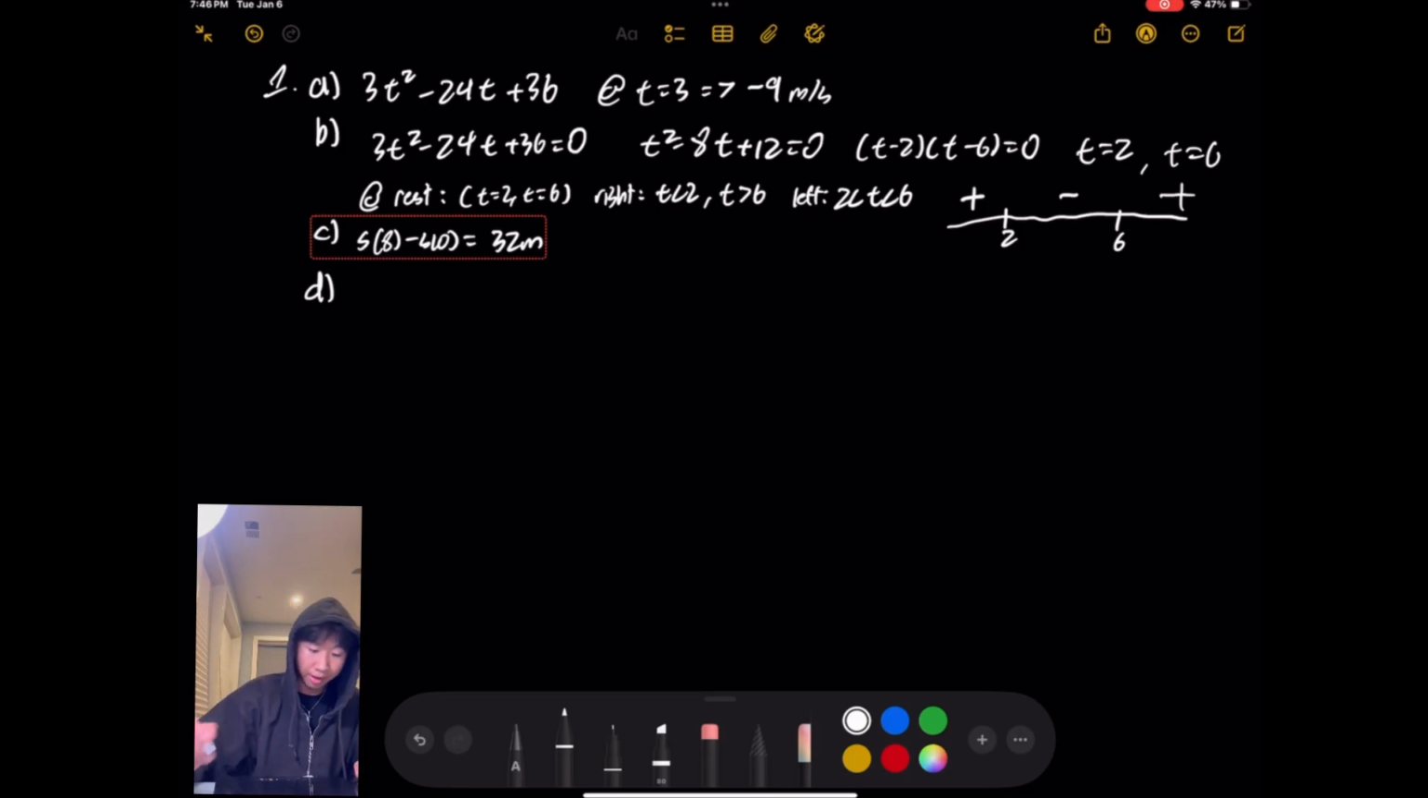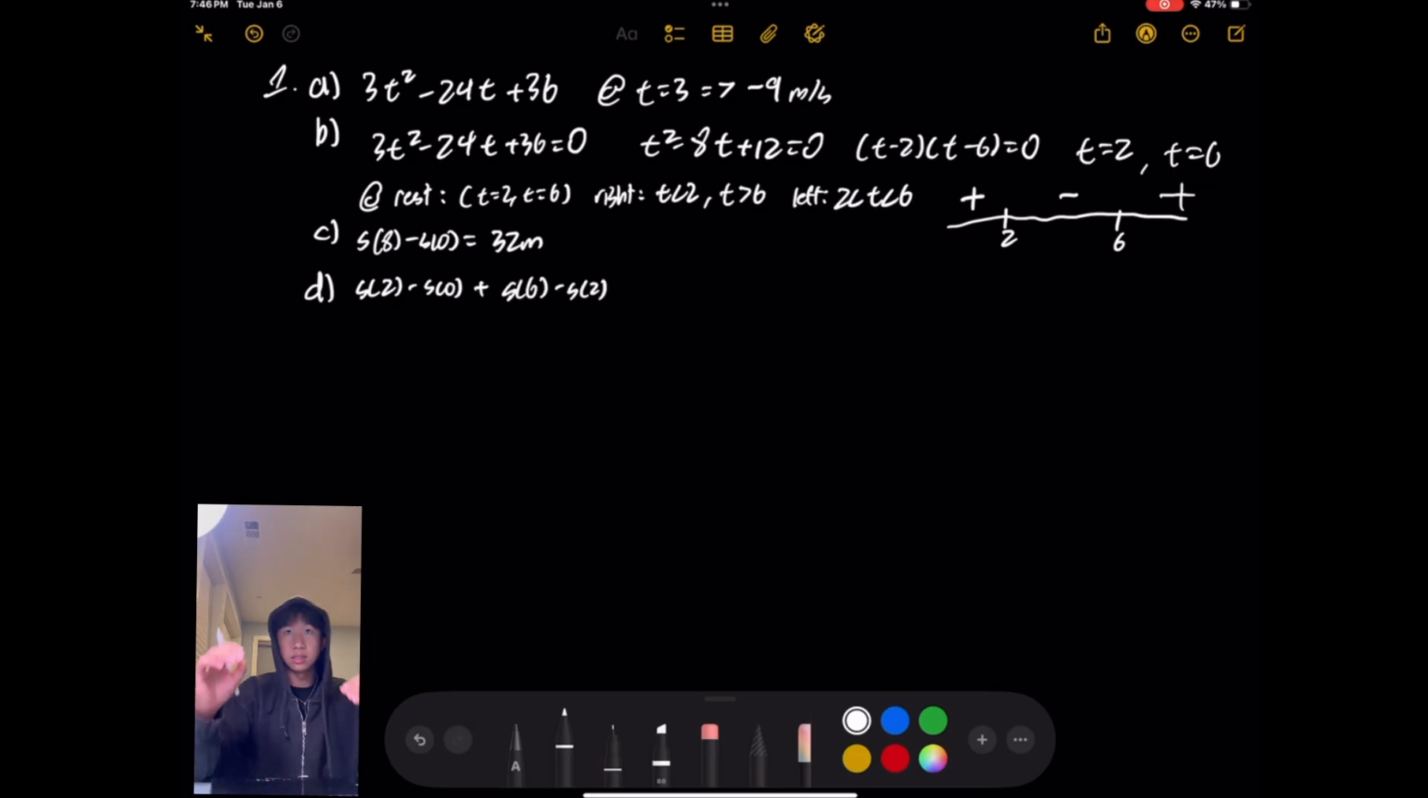So we're going to find s of 2 minus s of 0, because that's the first direction it's going, and then we add that to s of 6 minus s of 2, because that's the next direction, which is going to the left, and then we add s of 8 minus s of 6, because we're trying to find the first 8 seconds. So basically, we're trying to find the total distance traveled for each time it switches direction.